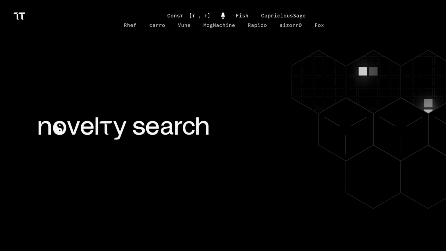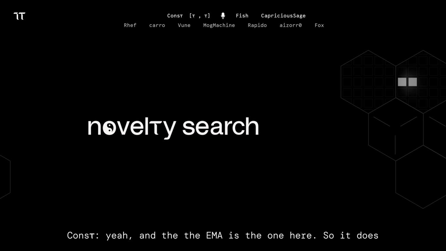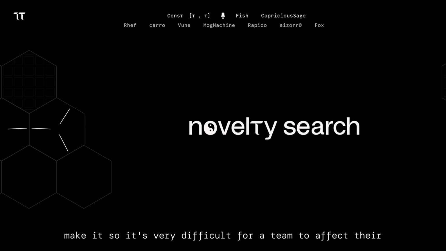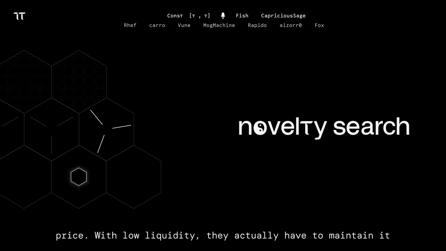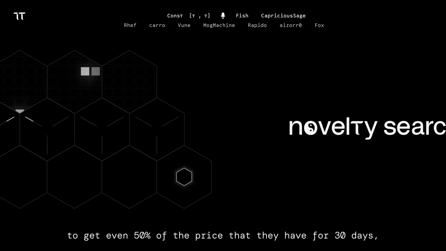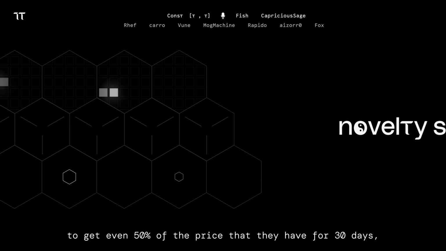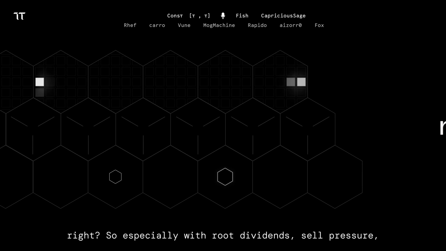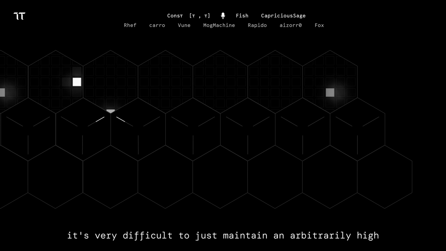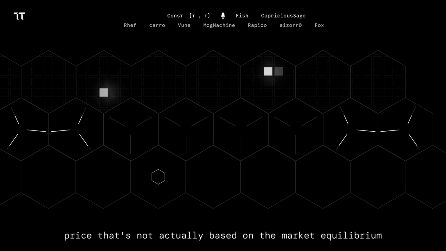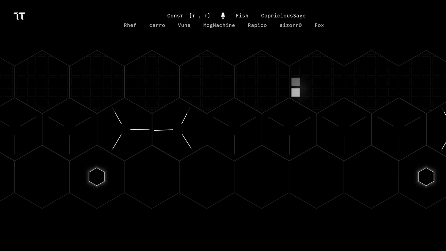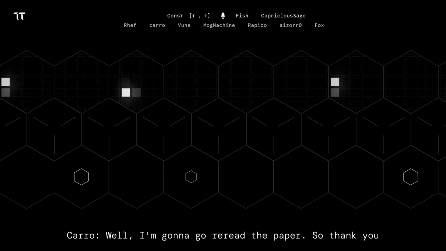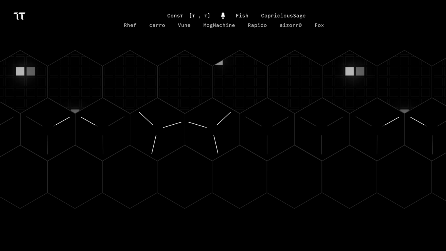Very cool. Yeah, and the EMA is the one here. So it does make it very difficult for a team to affect their price with low liquidity. They actually have to maintain it to get even 50% of the price that they have for 30 days, right? So especially with root dividends, sell pressure, it's very difficult to just maintain an arbitrarily high price that's not actually based on the market equilibrium of your subnet. Well, I'm going to go reread the paper. So thank you all. Okay.